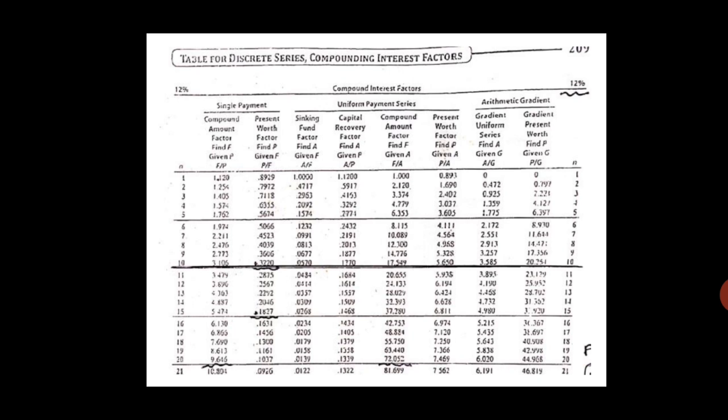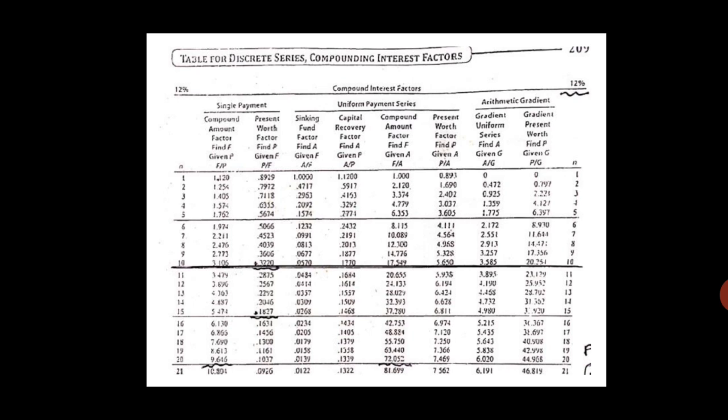So find F when P is given. Now I know P is 20 lakhs, whatever I am investing today. So after 20 years, how much will it become? I know P, so the factor F by P is 9.646. I have put an underline, you can see 9.646. So for a single payment P, I have given 20 lakhs now, so I have to use the compound amount factor to find F. The factor is 9.646.